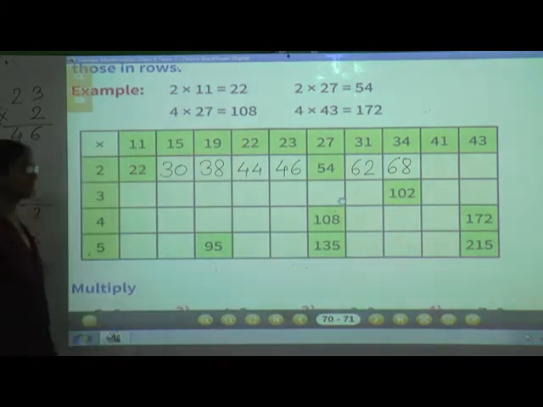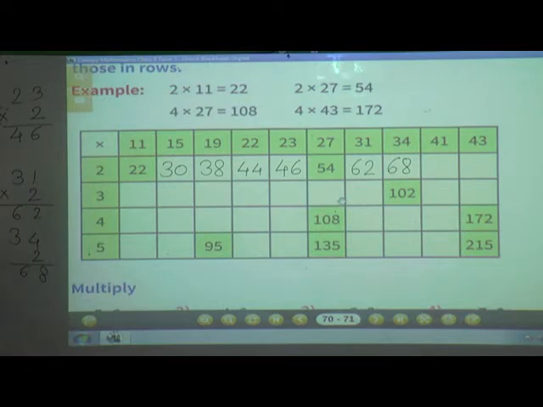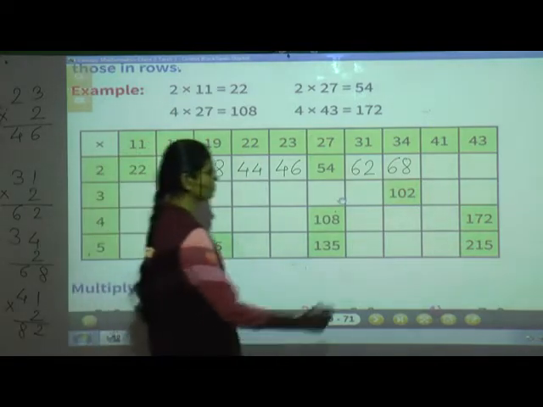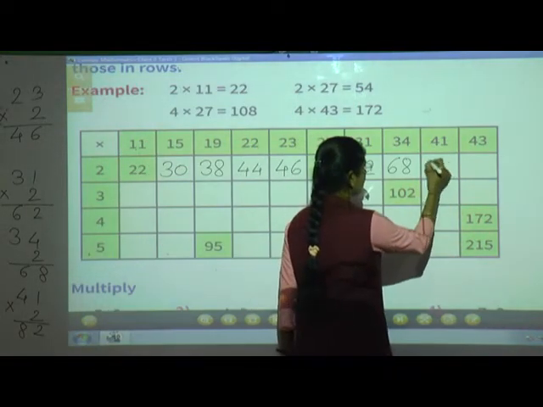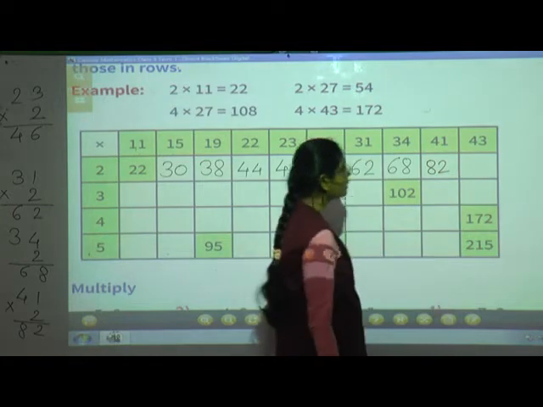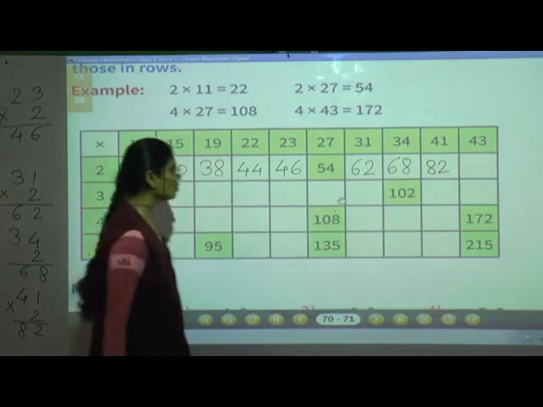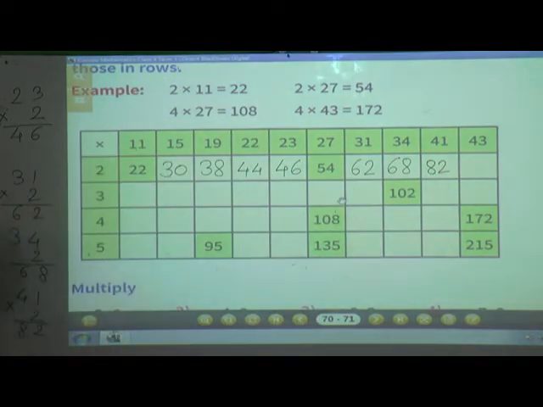Then which number can you see there? Yes, 41 into 2. 41 into 2 is equal to what? 2 1s are 2, 2 4s are 8. 82. So write here 82. And in the row the last number is 43. So do the multiplication, 43 into 2.